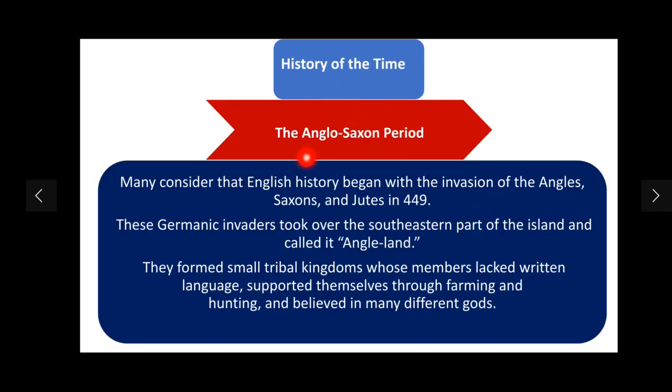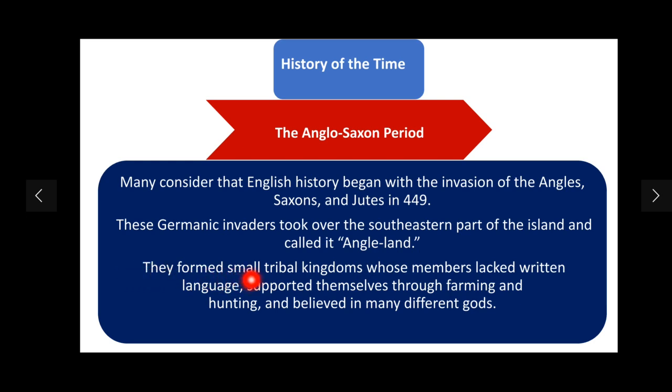History of the time. The Anglo-Saxon period formally begins in the middle of the 5th century and ends in the middle of the 11th century. Many consider that English history began with the invasion of the Angles, Saxons and Jutes in 449. So that is the middle of the 5th century. These Germanic invaders took over the southeastern part of the island and called it Angle Land, which later on became England. So Angle Land and England.